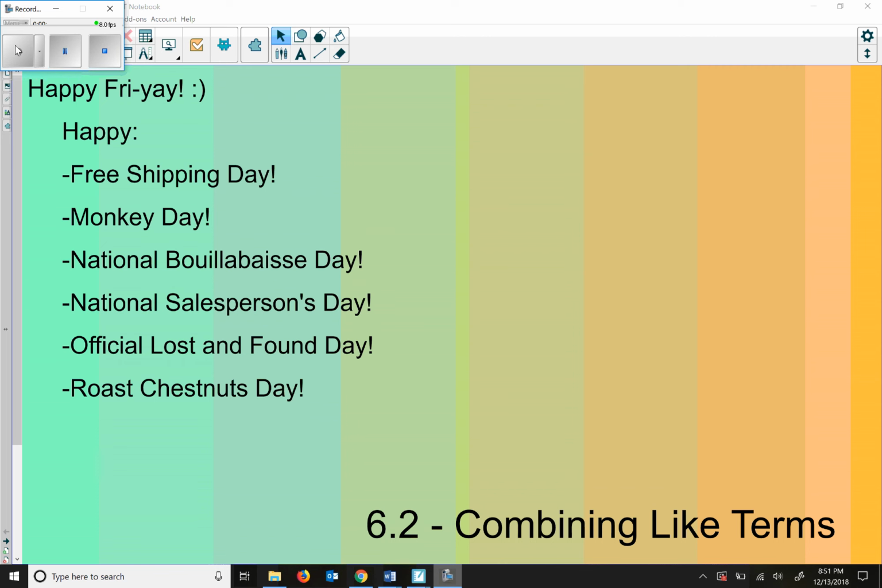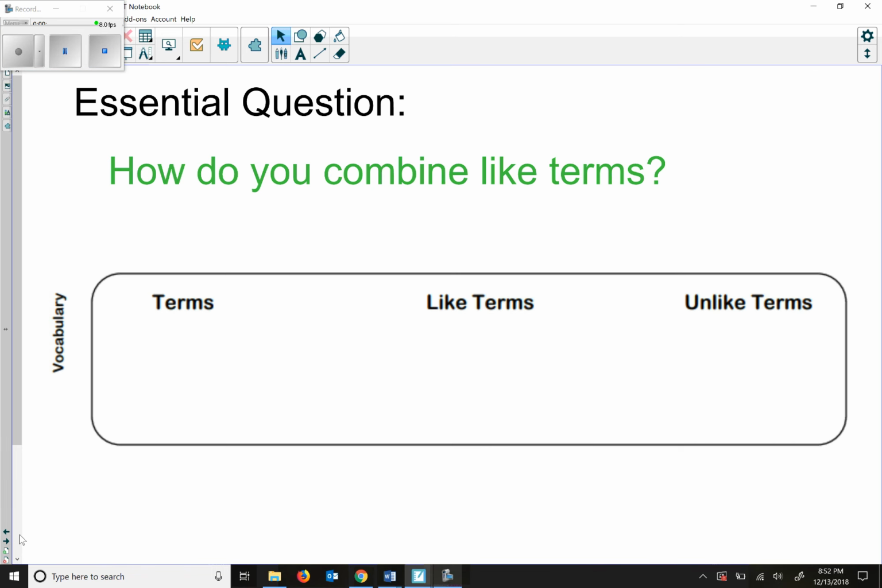Today we're going to talk about combining like terms. So what I need you guys to do is get out your note packets, and we're going to start off with our essential question. Our essential question for today is: how do you combine like terms? Make sure you get that written in your note packets. You can pause the video for a second if you need some time to write it down. Make sure you're following along.